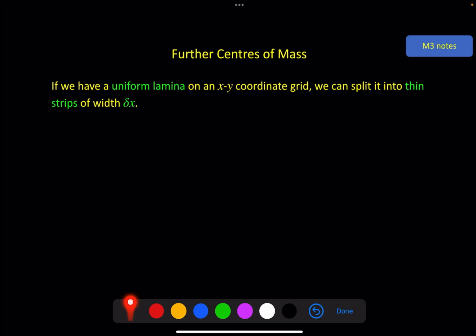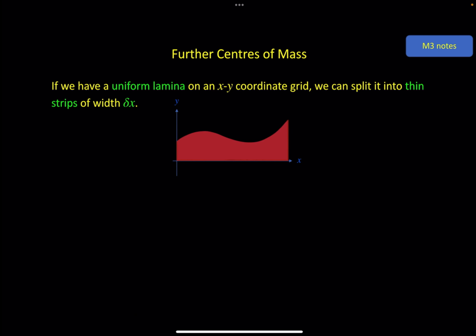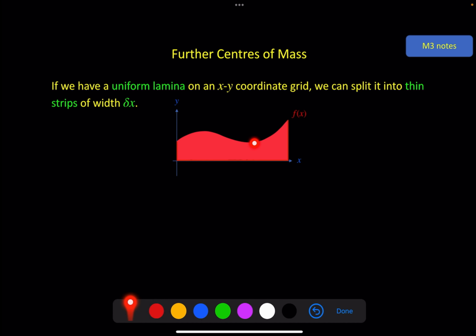So if we have a uniform lamina on an xy coordinate grid, so something like this, where this curve here is f of x, or y, and the uniform lamina is the area underneath the curve, we can split this into thin strips of width delta x. So if I use a single line to represent a very thin strip, this has height y, or f of x, and it has width delta x.